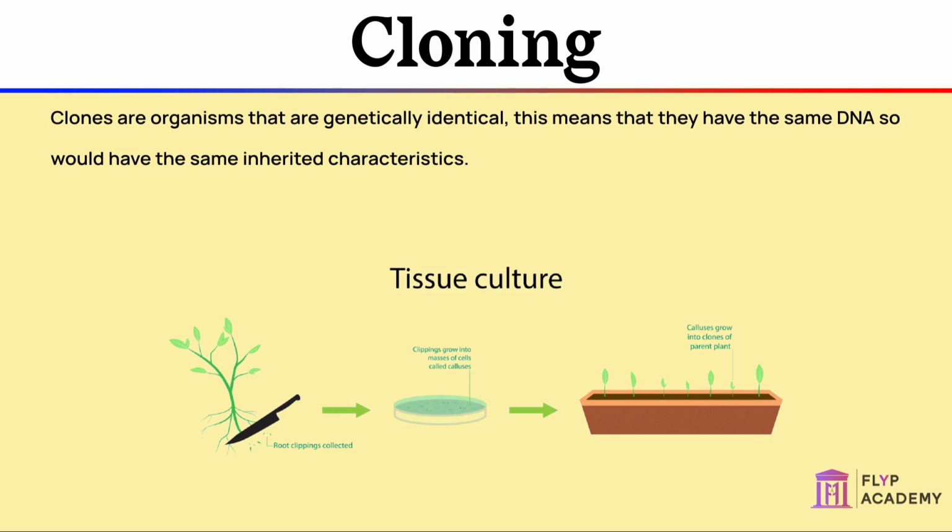The process involves scraping cells from a leaf of the parent plant and placing the cells in a growth medium such as agar with a mix of plant hormones such as auxin. The cells will grow into tiny plantlets or calluses that can then be planted into soil and allowed to grow.